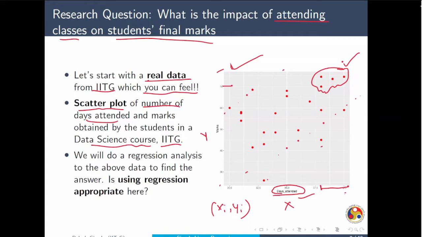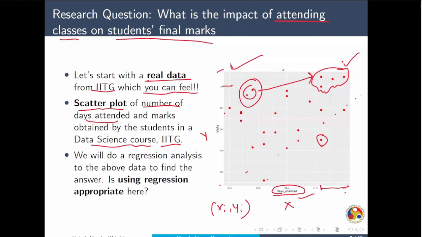But there are some exceptions also. Look at these students. They attended fewer than 32 classes, but still got some marks, though not as high. And there are these students who attended most of the classes, around 38 or so, but still got something around 45 marks.